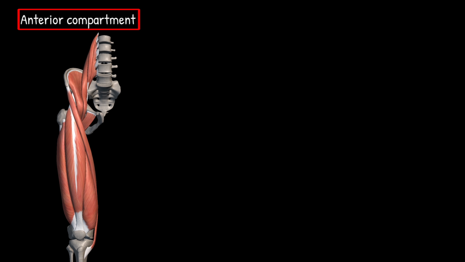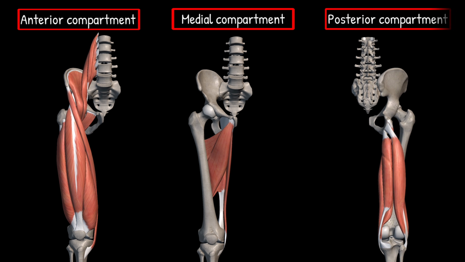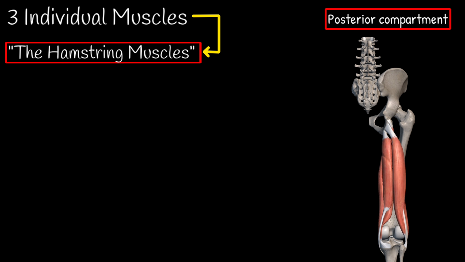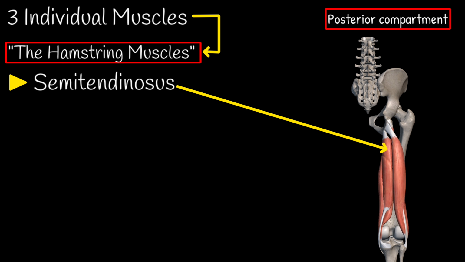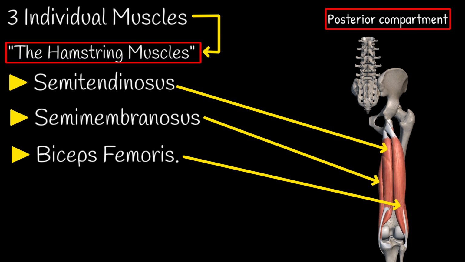After completing the anterior and medial compartment of the thigh region, today we are going to discuss the posterior compartment of the thigh. The posterior compartment of the thigh consists of three individual muscles, and they are collectively called the hamstring muscles. These muscles are semitendinosus, semimembranosus, and biceps femoris.